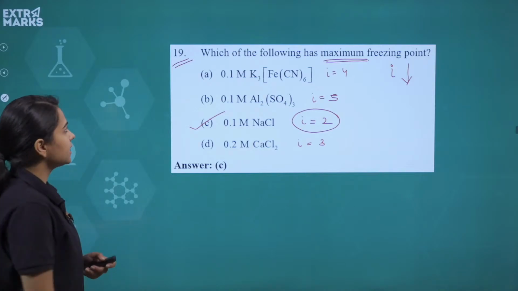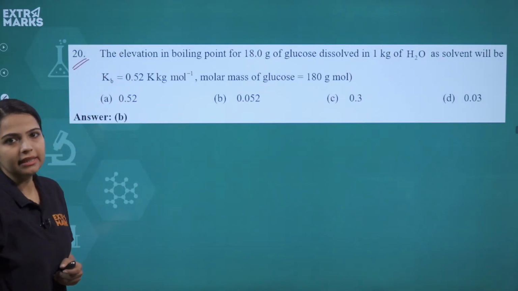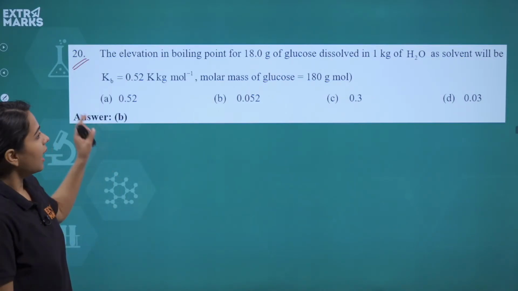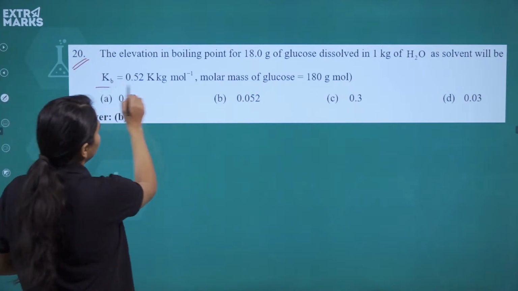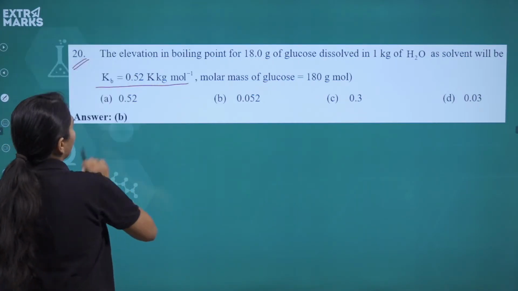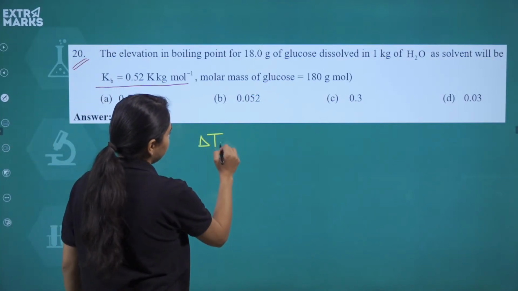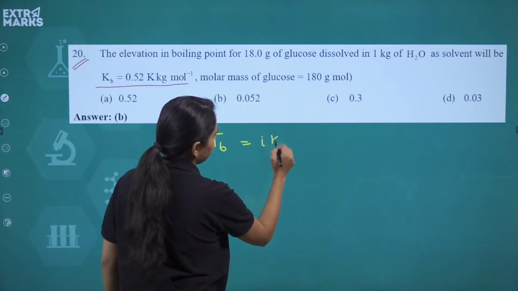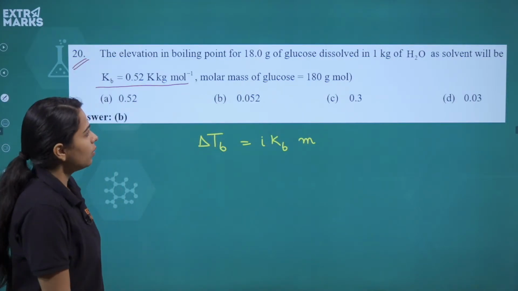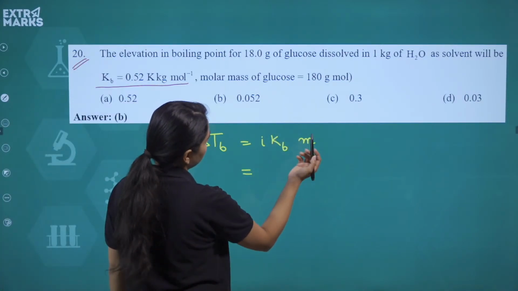Alright, next question number 20. The elevation in boiling point for 18 grams of glucose dissolved in 1 kg of water as solvent will be what? Now Kb is given to you, and the molar mass of glucose you already know. So what do you have to find out? Elevation in the boiling point. Delta Tb is equal to i Kb m. Right? Now Kb is given to me, correct? So Kb is what? 0.52.